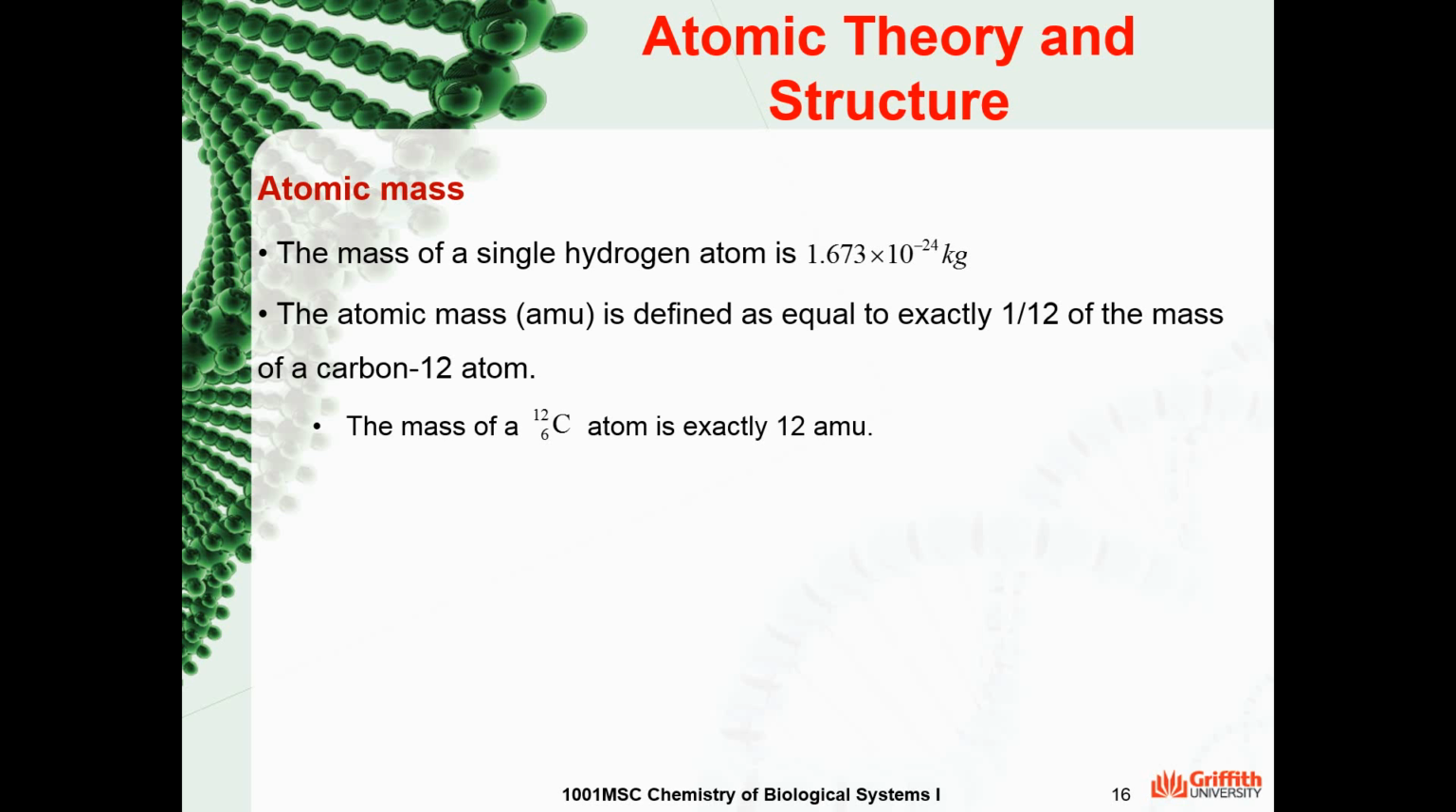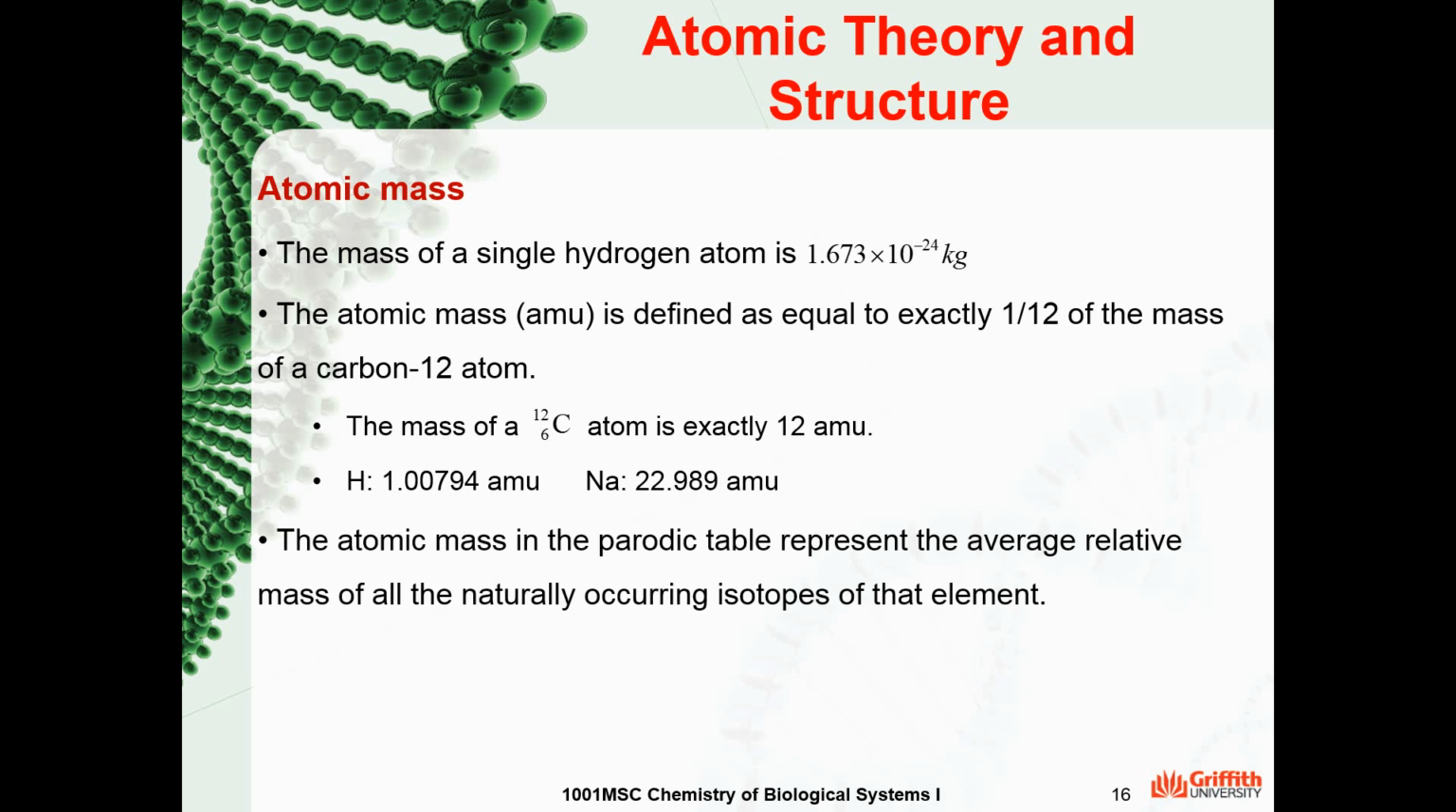Let's look at some examples from the periodic table. The atomic mass of hydrogen is 1.00794 AMU. The sodium atom has an atomic mass of 22.989 or approximately 23 AMU. You might wonder why the atomic mass is not a whole number. The reason is that this mass represents the average mass of all the isotopes that exist in nature.